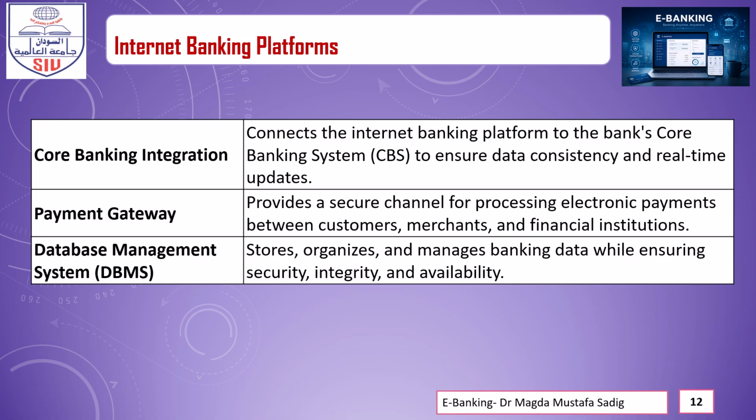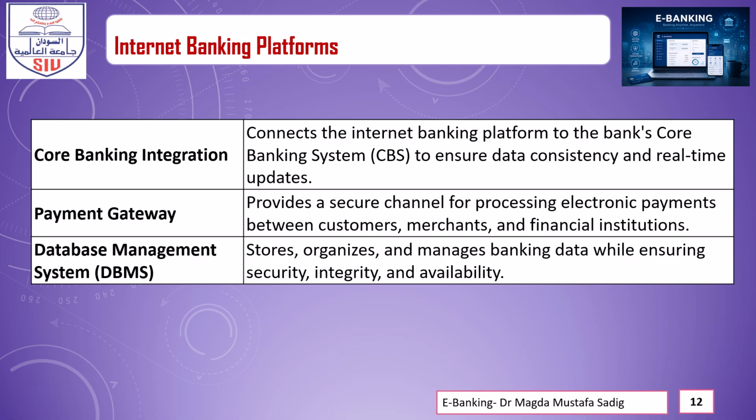Whenever a customer transfers money, pays a bill, purchases foreign currency, or repays a loan through internet banking, the transaction is first sent to the transaction processing engine. The engine checks several things before approving the transaction. It verifies that the customer has successfully logged into the system. Next, it checks whether there are sufficient funds in the account. It also confirms that the account is active and that the requested transaction complies with the bank's policies. Once everything has been verified, the system processes the transaction immediately and updates the customer account balances.